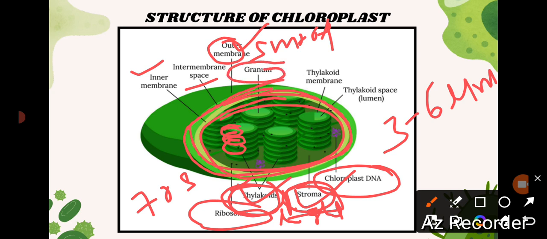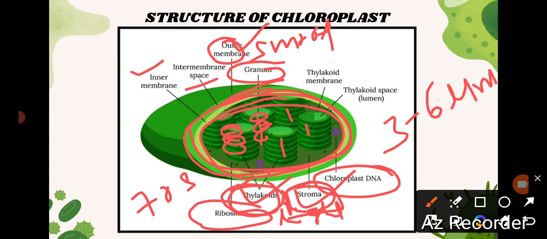So what is granum? Thylakoids are often stacked in columns, right? These stacks we call the grana. Granum is singular, grana is the plural. These stacks increase the surface area for light absorption. The grana are connected by stroma lamellae, which are the unstacked thylakoid membranes.